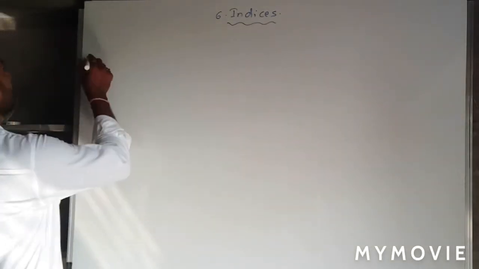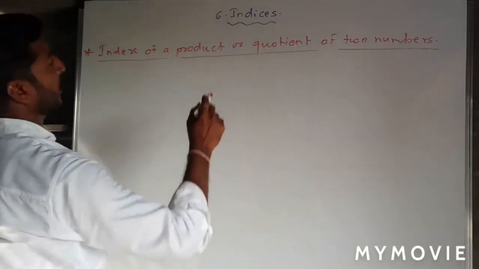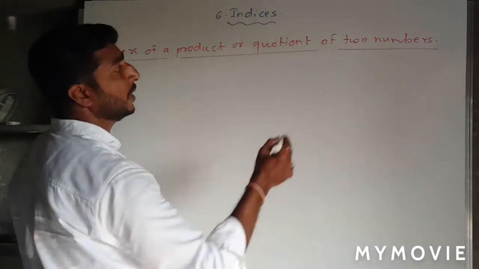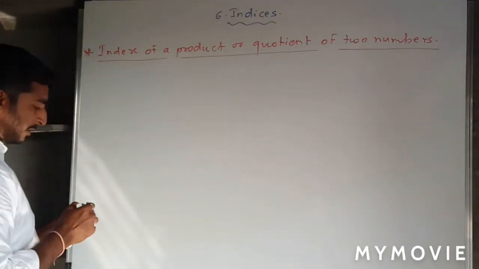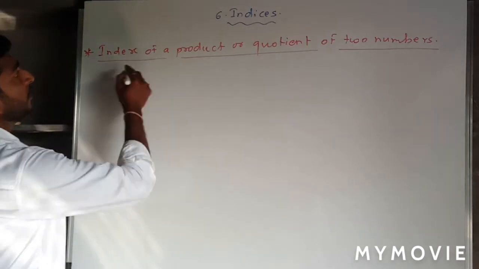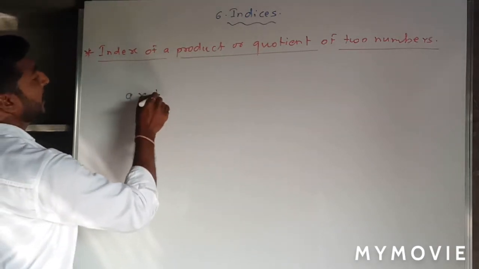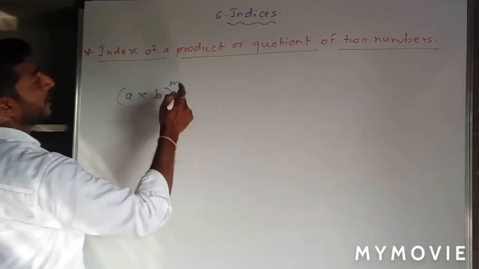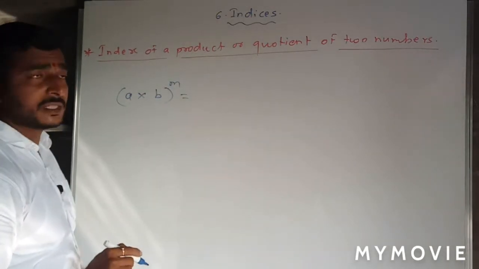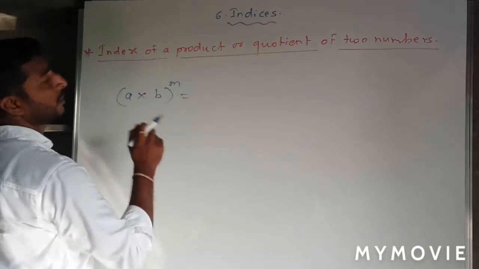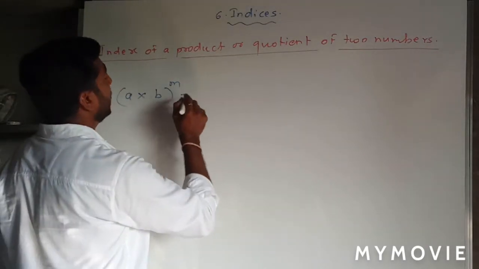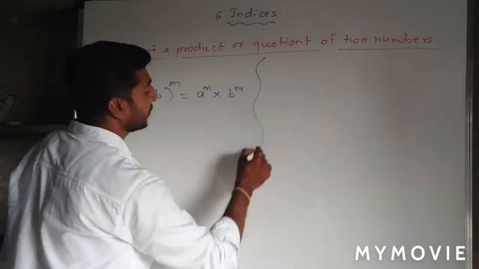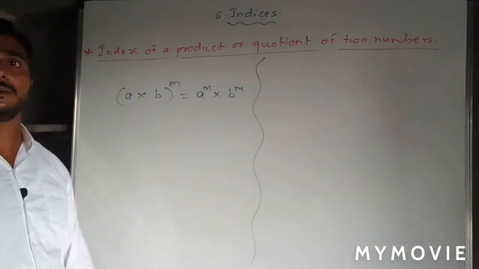So what is that? Here, the index of a product or quotient of two numbers. So what does this mean? Product of two numbers, let the numbers be a and b, and the index of it, so that is (a into b) bracket raised to m. What this law says is, you distribute this index to each of the numbers in the multiplication or in the product. So it will be a raised to m multiplied by b raised to m. So this is one of the laws.